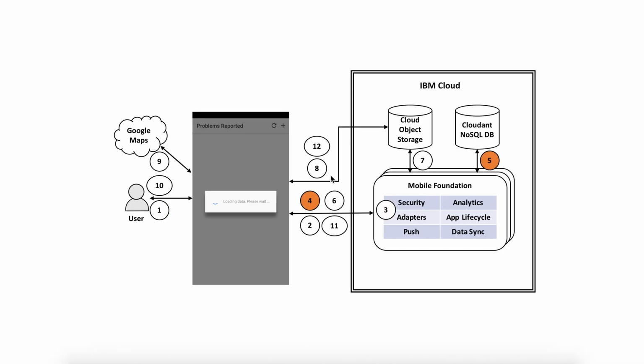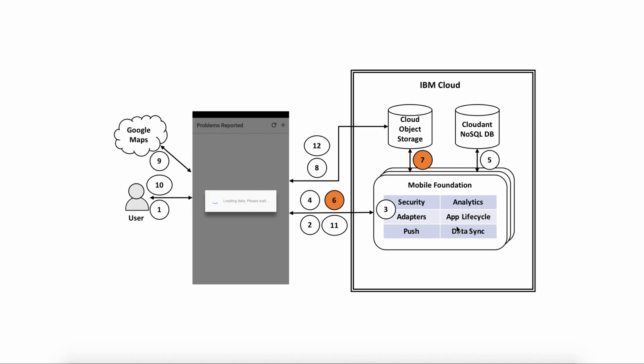If user authentication succeeds, mobile app proceeds to show the home page. As part of this, it makes a call to Mobile Foundation adapter to fetch the data from Cloudant, the NoSQL database. Mobile Foundation adapter fetches the data from Cloudant and returns it to the mobile app. The data fetched from Cloudant will have references to the images stored in Cloud Object Storage.